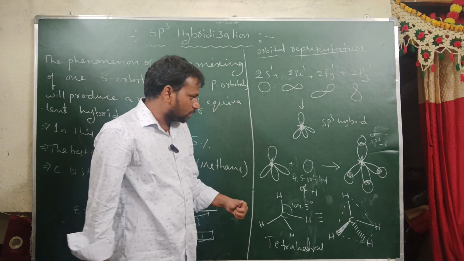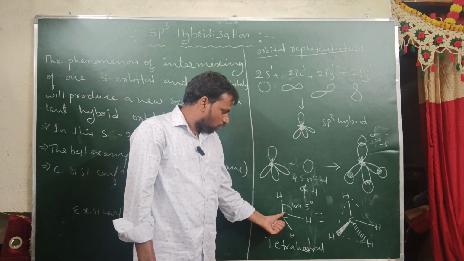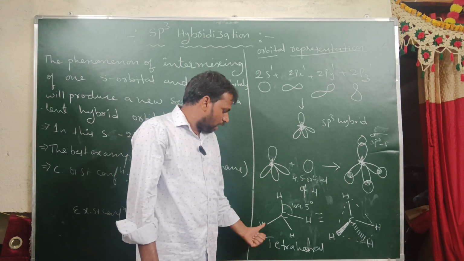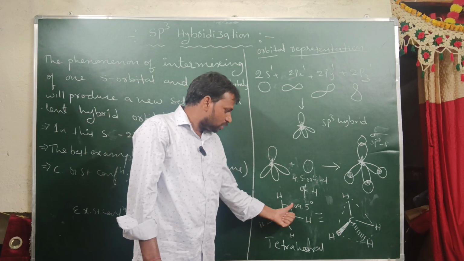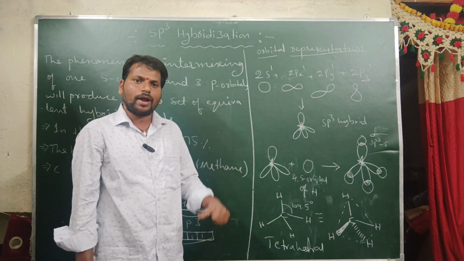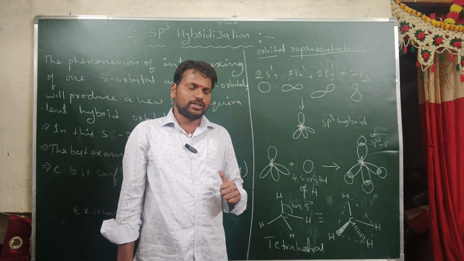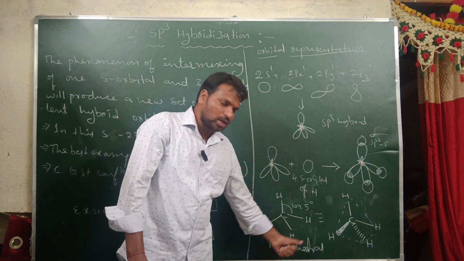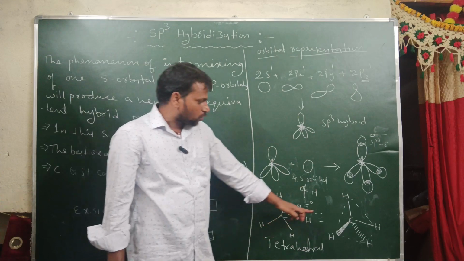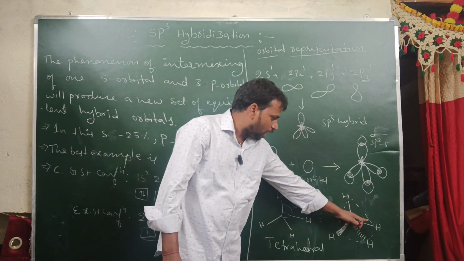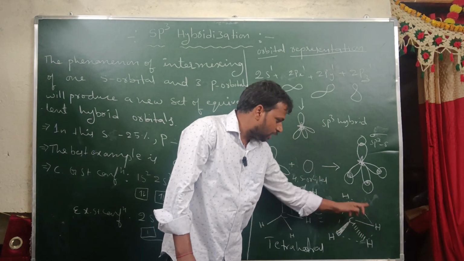When we write the structure, carbon is the central atom with four hydrogens, and the bond angle is 109.5 degrees. Whenever a molecule undergoes sp3 hybridization, it has a tetrahedral shape. This is carbon with four hydrogens. It is a 3D view.